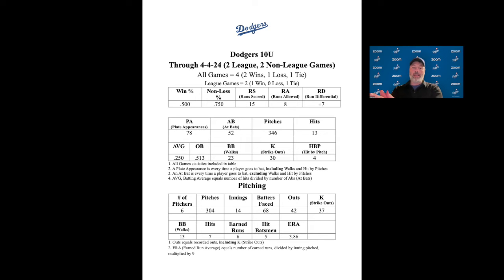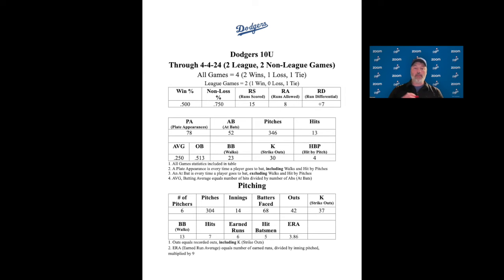Next you'll see OBP, which means on base percentage. Our on base percentage as a team is .513, which means 51% of the time that we have gone up to bat, we've gotten on base, either through a hit, a walk, or a hit by pitch. On base percentage is calculated using hits plus walks plus hit by pitch divided by plate appearances.